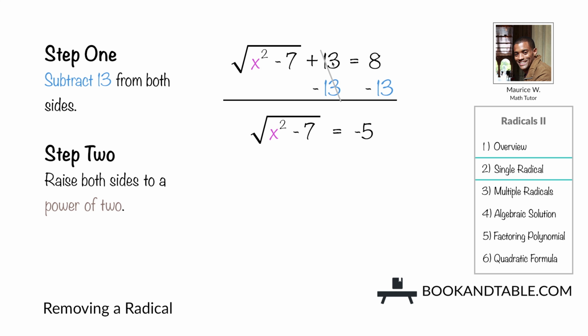That negates this term, 13, leaving you with just the radical term on the left side, the square root of x squared minus 7. And on the right side, you now have 8 minus 13, which would give you negative 5.